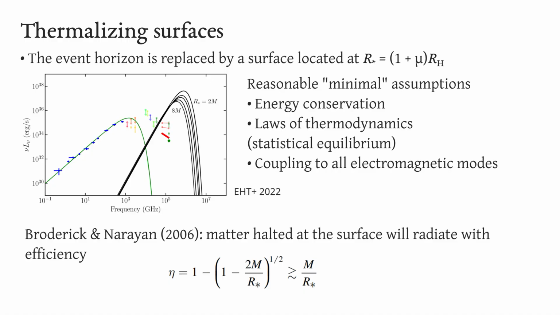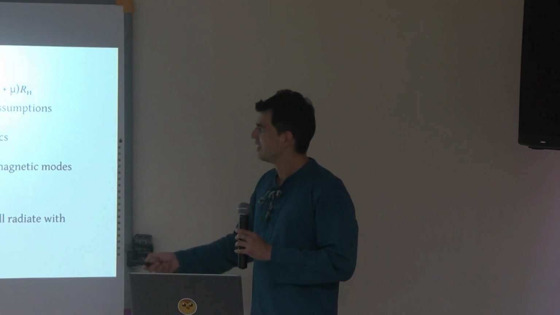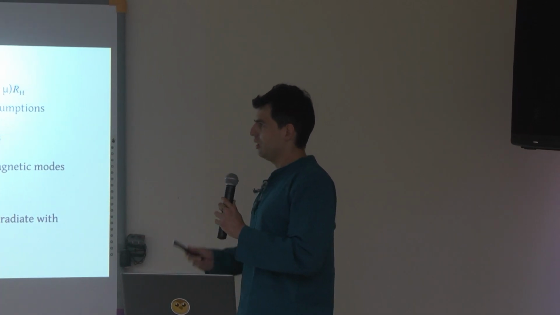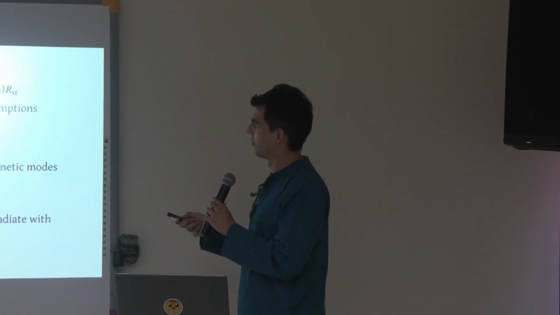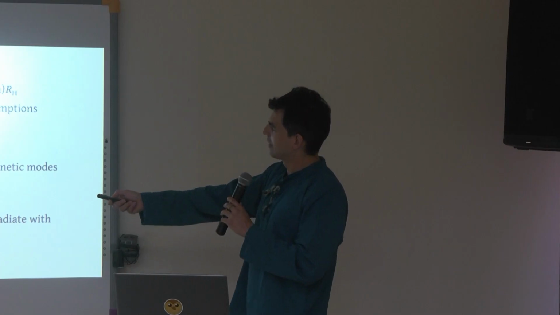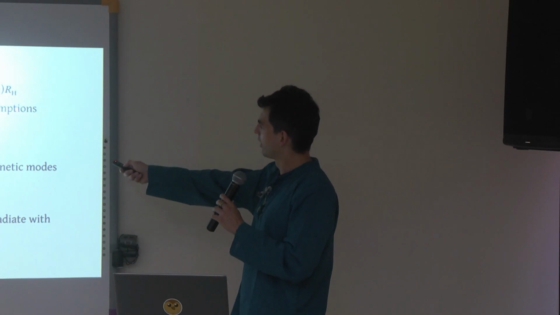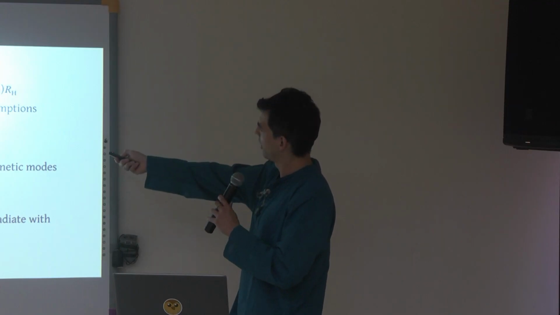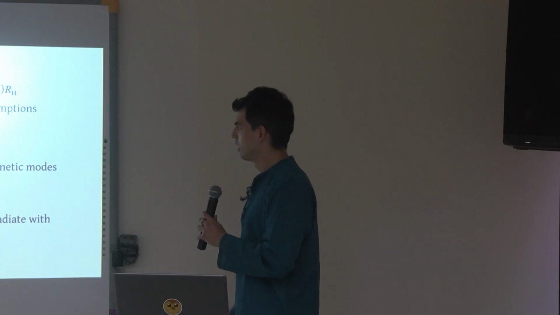So let's start then with the first case. Let's first consider surfaces. One of the easiest things that can be considered first is a thermalizing surface. In that case, we replace the event horizon by a surface that is located slightly away from what would be the would-be horizon. And this slightly away, we parameterize it by this dimensionless parameter mu.